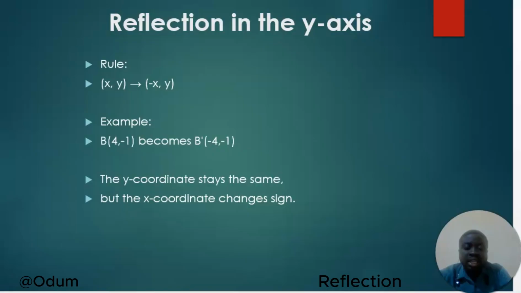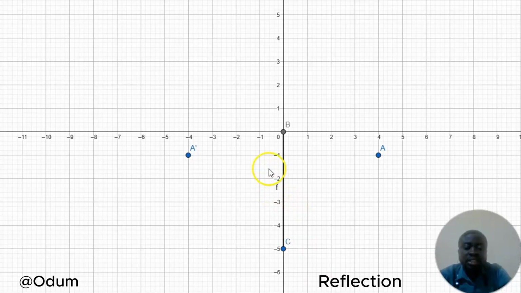Now, we said that in reflection in the y-axis, we maintain the y, we negate the x. So let's see if that is happening here. The initial point is what? 4, -1. So we maintain the y, which is our -1. Then we negate our x, which is 4. So you see, our x, which is 4, is now negated to -4. So this is the image point.